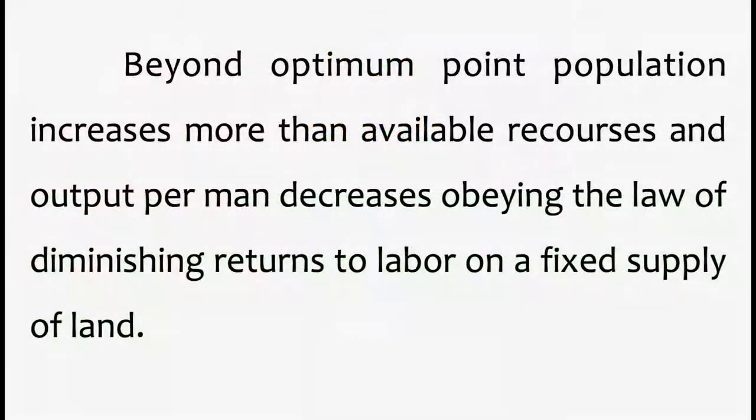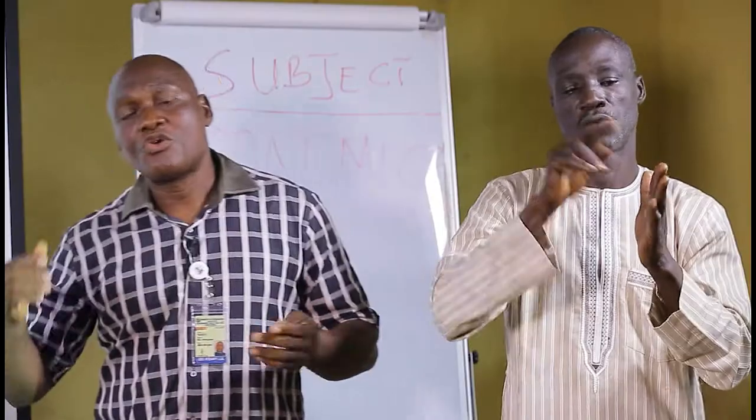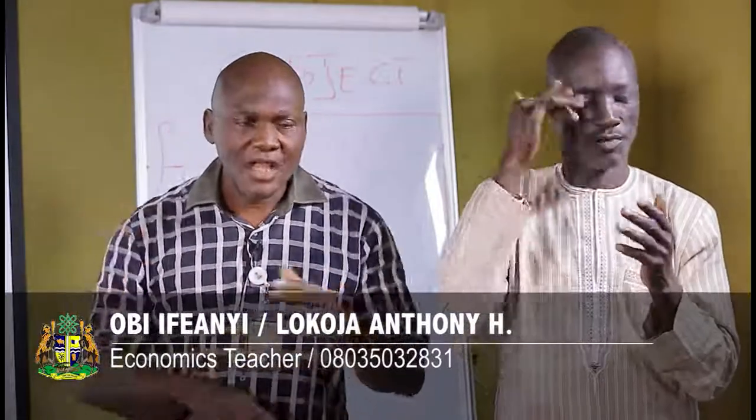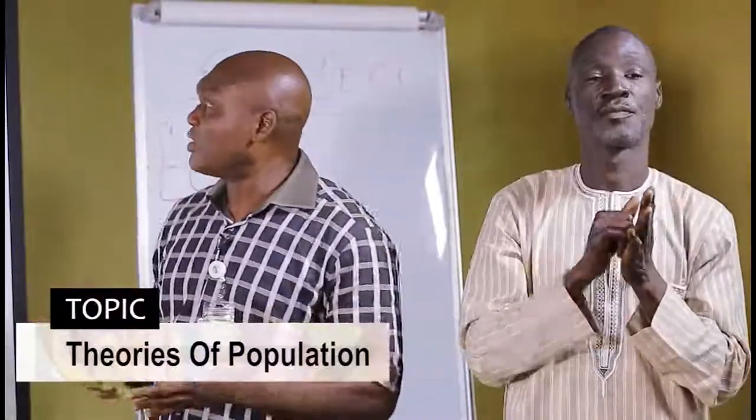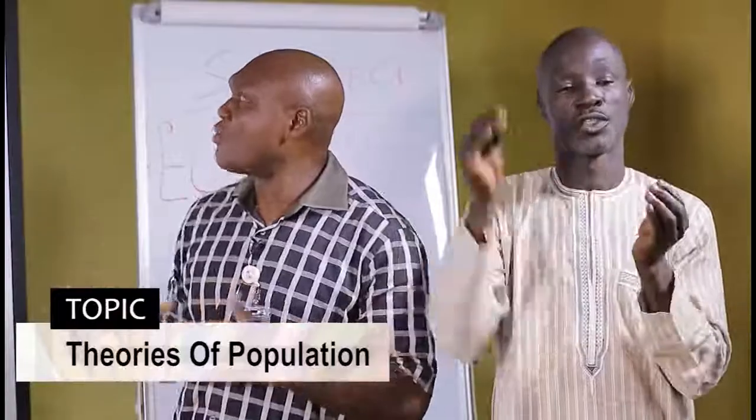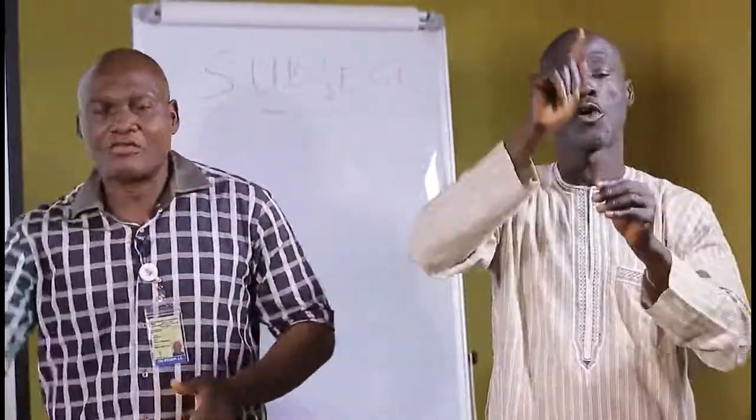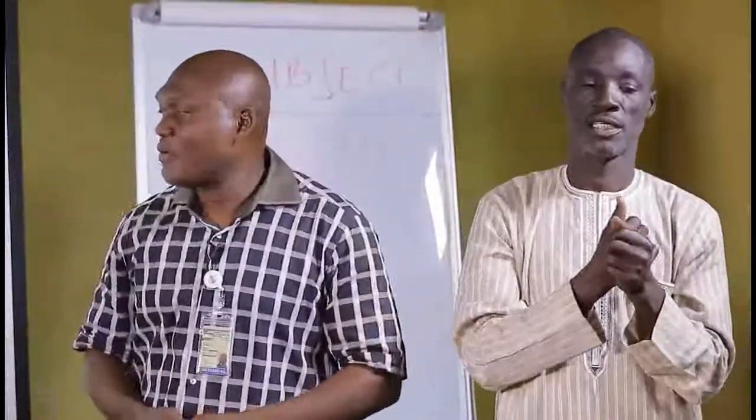Beyond the optimum point, population increases more than available resources. Output per man decreases, obeying the law of diminishing returns to labor as a variable factor on a fixed factor of land. So what we are saying is that after optimum population, the population increases more than available resources. After optimum population, we are entering overpopulation.